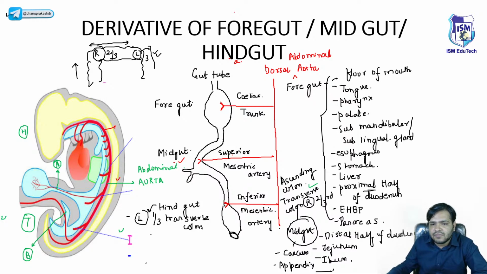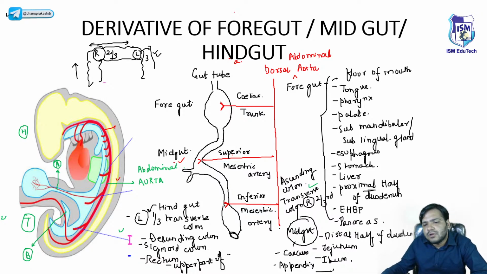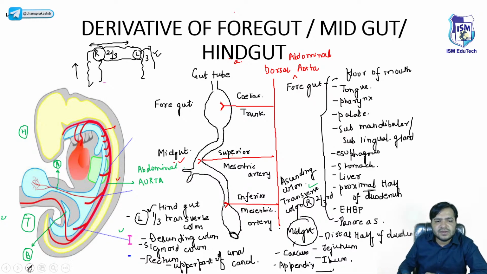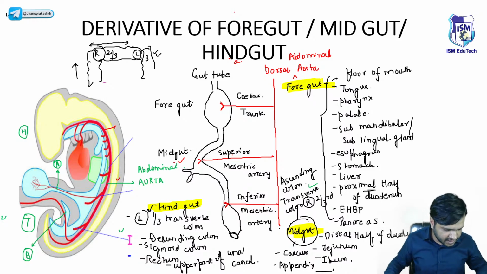So we have the left 1/3 transverse colon, we have the descending colon, sigmoid colon, rectum, and the upper part of the anal canal. So you should remember guys that hindgut से क्या क्या बनेगा, parts of the hindgut, right? Midgut से क्या क्या बनेगा, ठीक है, and foregut से what are the structures that will be derived from. I hope this particular slide is clear to everyone.